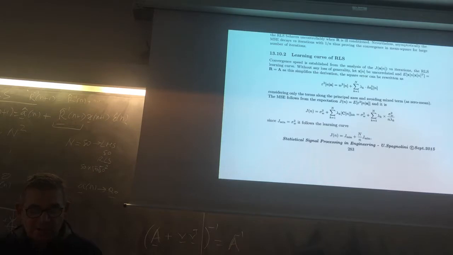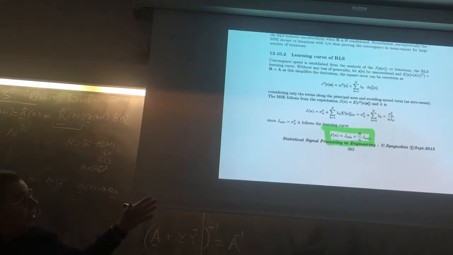So this reflects in the learning curve. This is what to remember. The learning curve for the RLS is J min, which is the minimum one, plus capital N divided by n, the number of the iteration, multiplied by J min. In the previous case, this was the excess mean square error, which does not exist here. We have no excess mean square error because we have no trembling of the parameter.